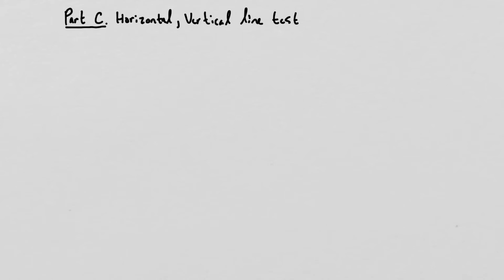This is the last section of section 3.1. This is part C. We're going to be looking at the horizontal and vertical line test. But before that, we're going to introduce a special type of function that has unique outputs. This type of function will be called a one-to-one function. The definition of a one-to-one function is the following.